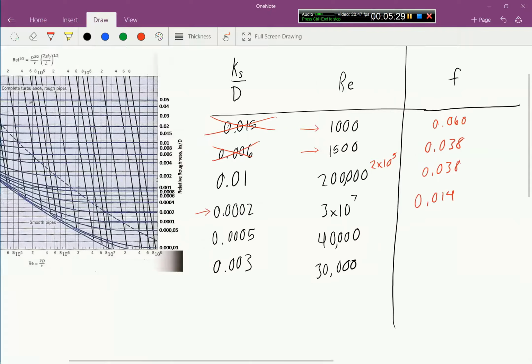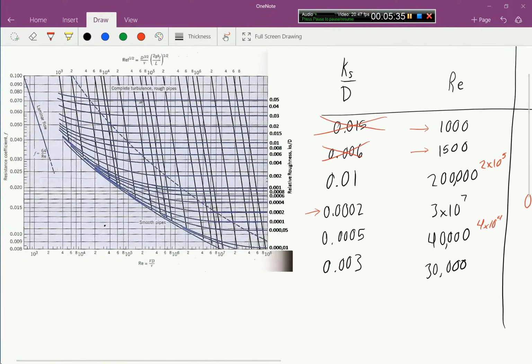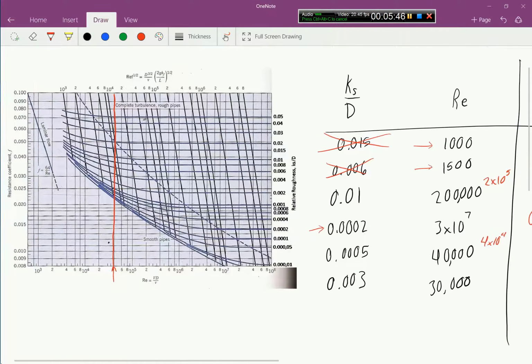Okay, next we have a Reynolds number of 40,000, which is 4 times 10 to the 4th. So we find 4 times 10 to the 4th, which is right here. Draw our line straight up. And then we find our Ks over D value, which is 0.0005, which is actually going to be in between 0.006 and 0.004. Again, Ks over D is on a logarithmic scale, so this value is going to be a little bit above halfway between these 2 points.